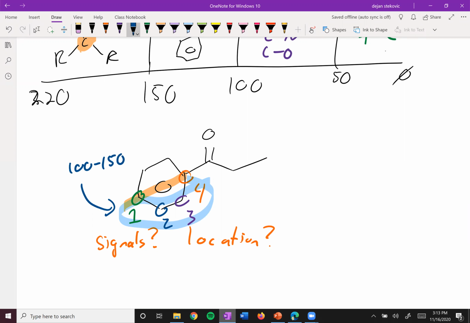Next up, we have this carbon right here. That's our carbonyl carbon. That'll show up somewhere between 150 and 220, so that'll be peak number 5. And then we have peak number 6 and peak number 7 over here. That'll show up somewhere between 0 and 50. So we should see a total of 7 peaks from this compound.